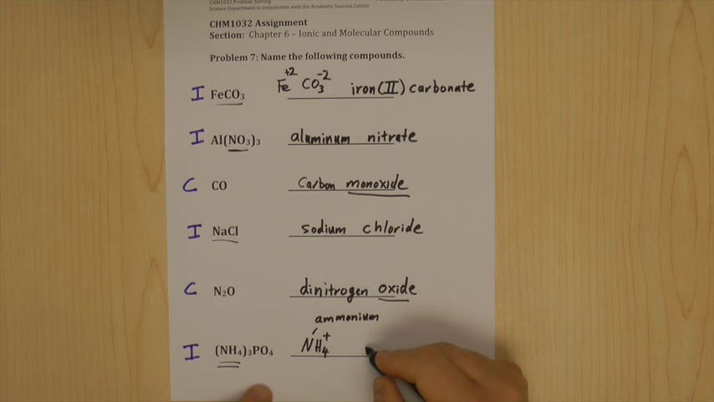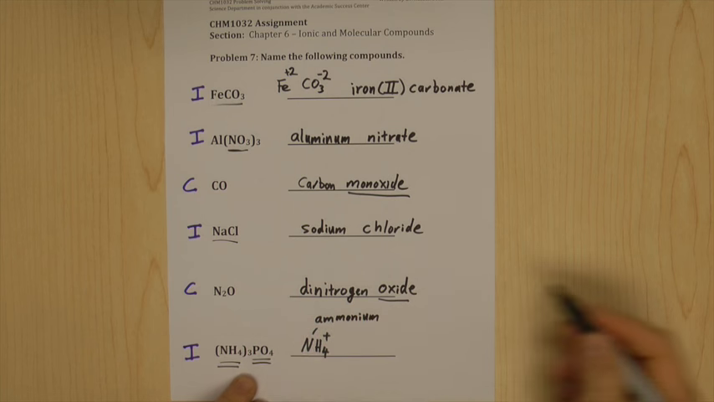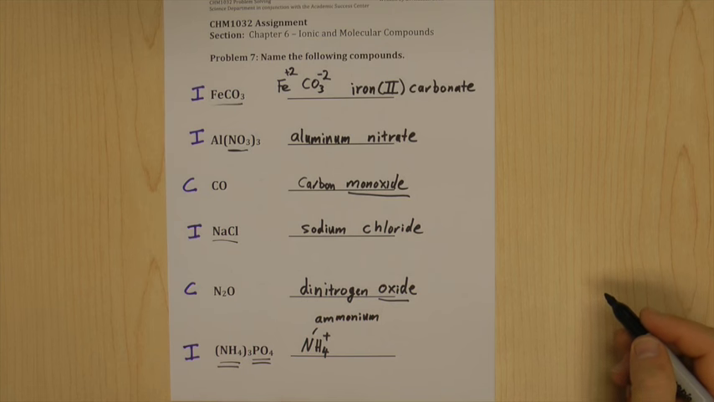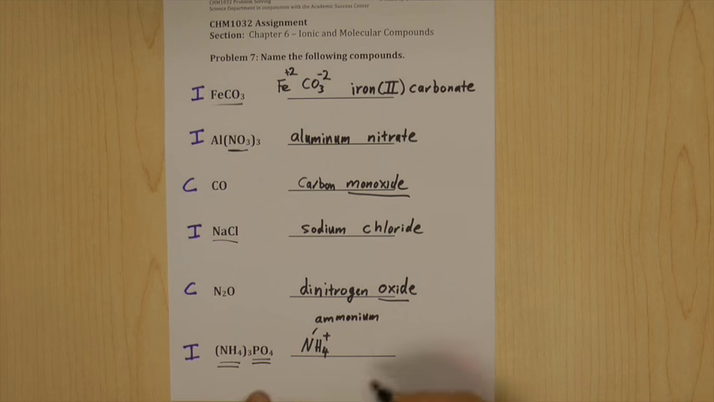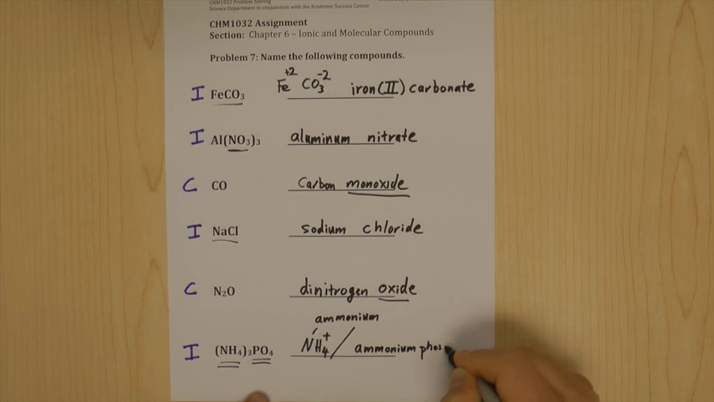So this is going to be, and oh, sorry, I just kind of ignored phosphate. PO4 is a polyatomic, it's also on the formula sheet. It's called phosphate. So the name of this formula is ammonium phosphate. Ammonium phosphate. It is indeed ionic.